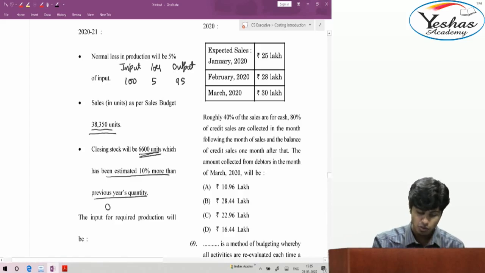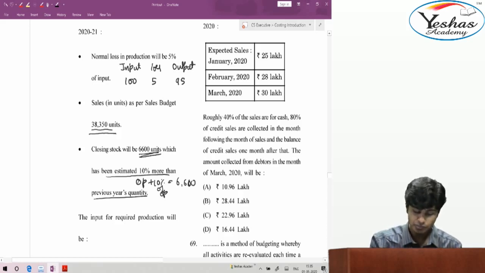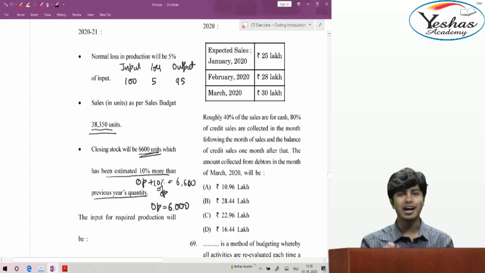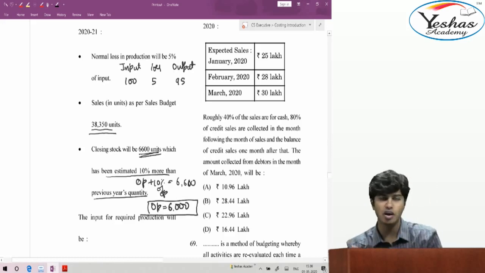So it is like this: opening plus 10% more than the previous. So previous is opening. So opening plus 10% is equal to 6,600. You get that? So opening plus 10% of opening basically. So opening is 6,000. How do you get it? 100 plus 10 is equal to 110, so 6,600 divided by 110, I get 6,000. So my opening is 6,000. On that, if I add 10%, I'll get closing of 6,600.